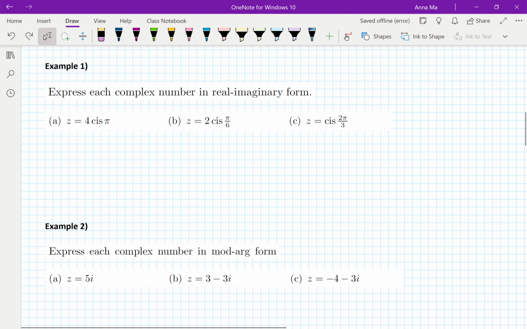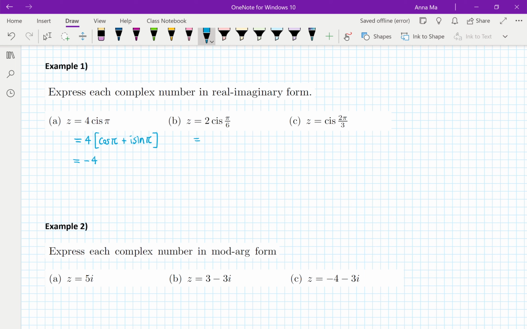Let's get to the first example. It says express each complex number in real imaginary form. We just got to expand it out and evaluate it one by one. So if it says 4 cis pi, I can just expand that as 4 bracket cos pi plus i sine pi. And we can find the exact values of them. Cos pi would be -1, so I get 4 times -1, which is -4. And then sine pi is 0, so the imaginary part is gone.